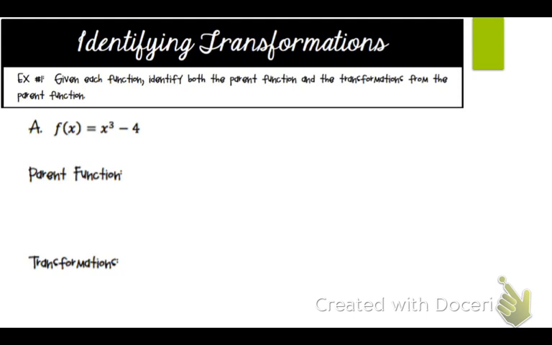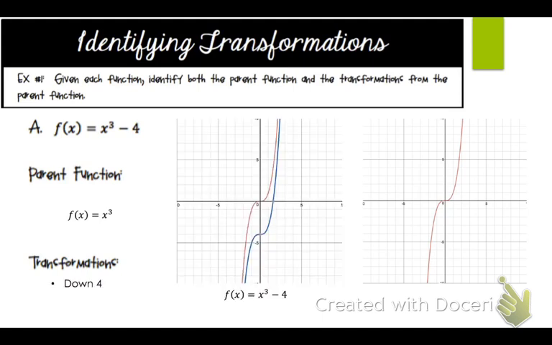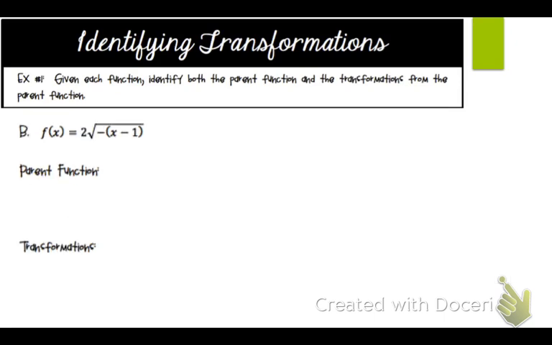So here, our parent function is x cubed, which is that graph right there. Now that minus 4 is going to move this graph down 4. So that blue one, that's what happened to the graph, and then that transformation there is just down 4. Okay? Let's go to the next one.